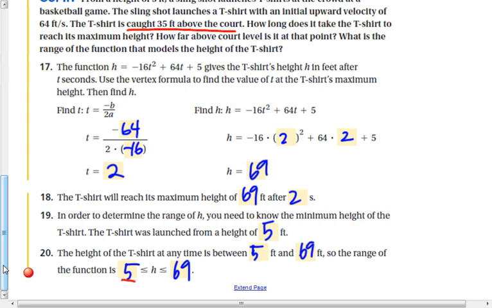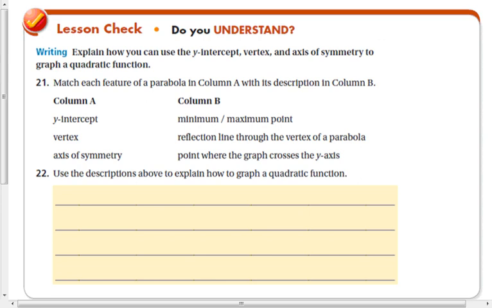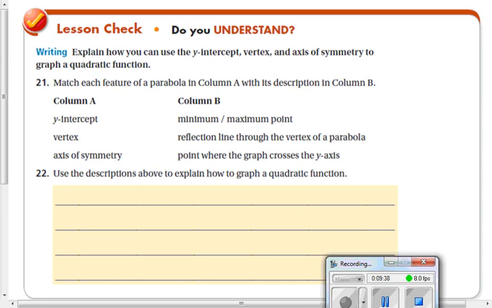That's the end of the lesson. Go ahead and do the lesson check, and we'll talk about this next time we meet in class.